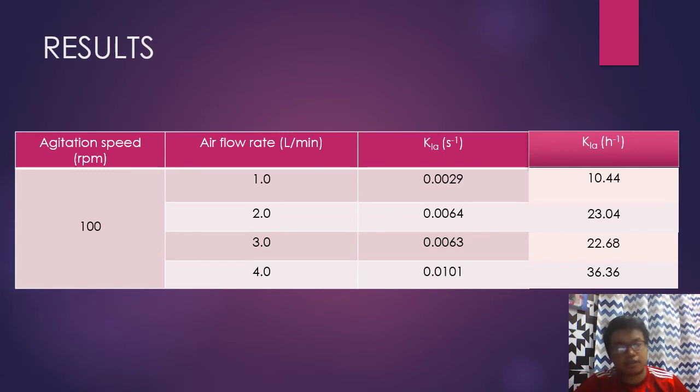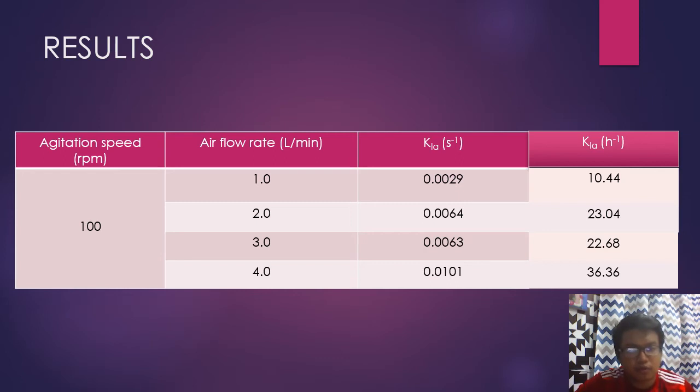Next are the results we obtained from the experiment. In this slide we see the agitation speed is 100 rpm. We have four different airflow rates, which are 1.0, 2.0, 3.0, and 4.0 liters per minute. Then we have the value of KLA in per second and per hour. For the 1.0 airflow rate, the value of KLA is 0.0029 per second and 10.44 per hour.